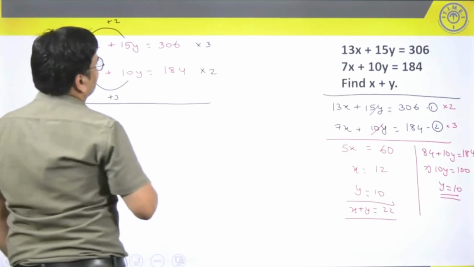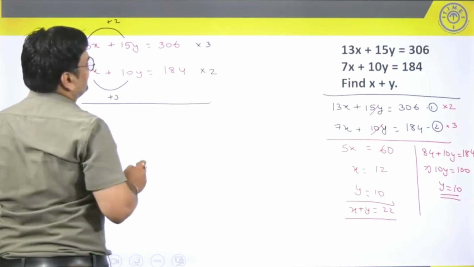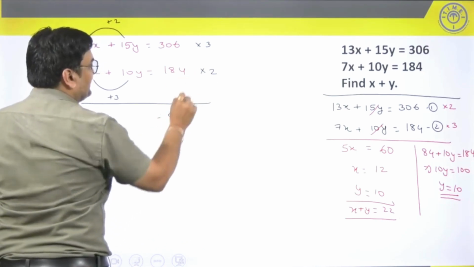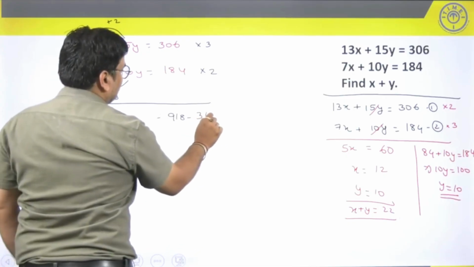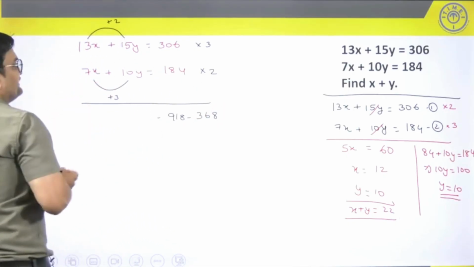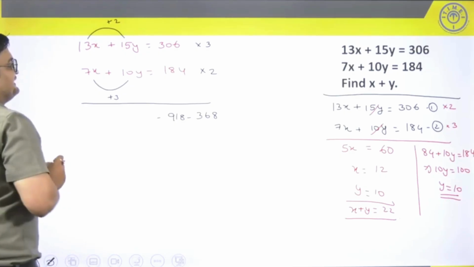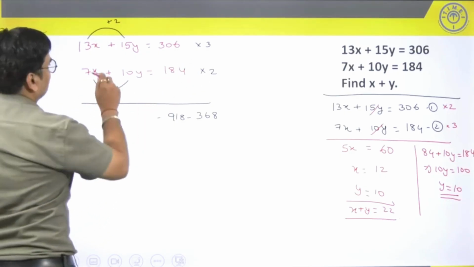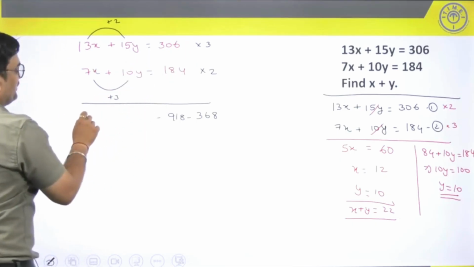So let's go for that. So what do we get? 3 into 306 will be 918 minus 184 into 2 is 368. Left hand side, let's see what do we get. 7 into 13 is 39. 7 into 2 is 14. 39 minus 14 will give you what? 25x.